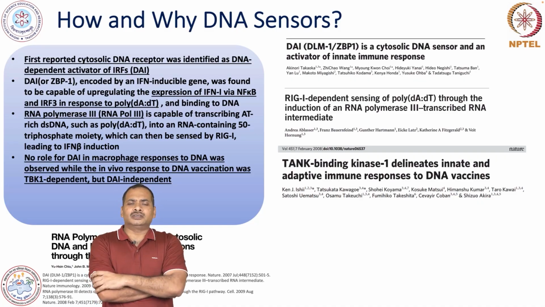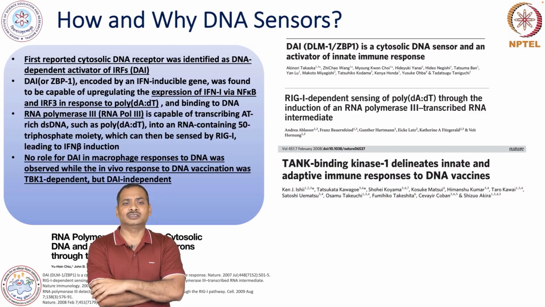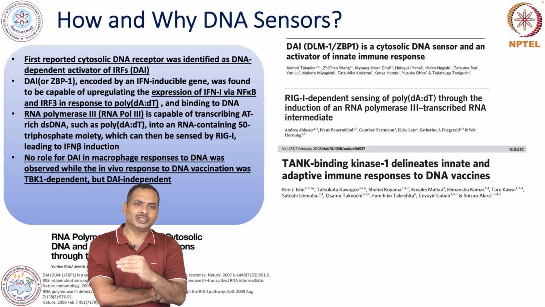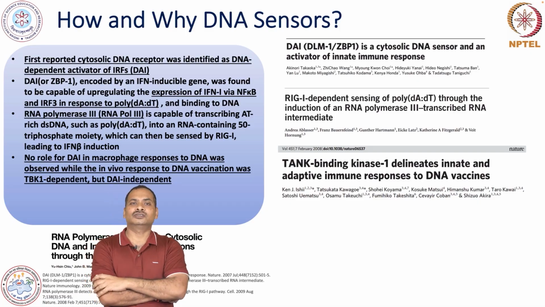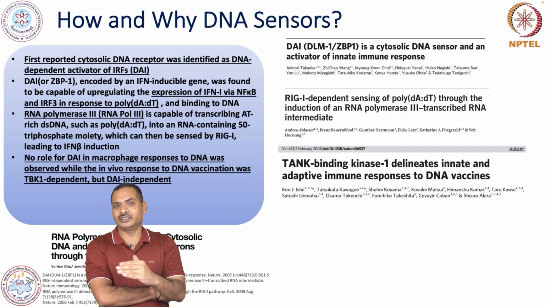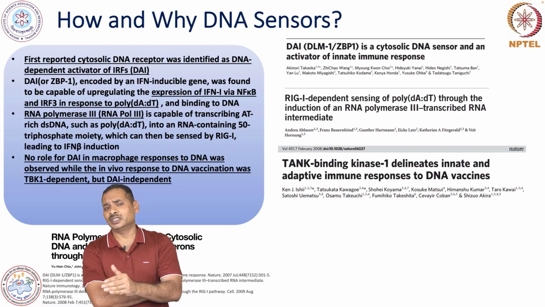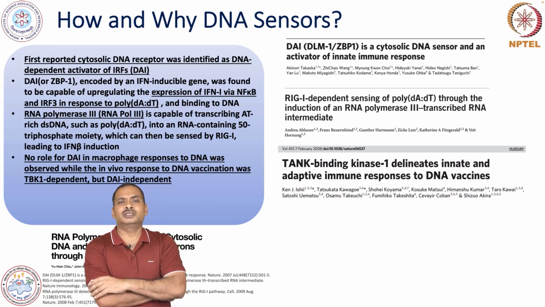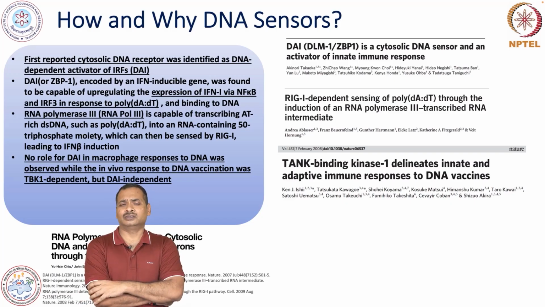But there is a report that showed that DAI does not play an important role in vivo. In vivo, they do not sense the DNA vaccine, and they are not important in production of type 1 interferon. This can be very easily tested with a simple experiment. If you have a DAI knockout mouse and you stimulate with a DNA molecule, and it still induces the production of type 1 interferon, then that suggests DAI is not very important. Maybe in some cell type it plays an important role, but in general, in vivo under physiological conditions, DAI is not very crucial.